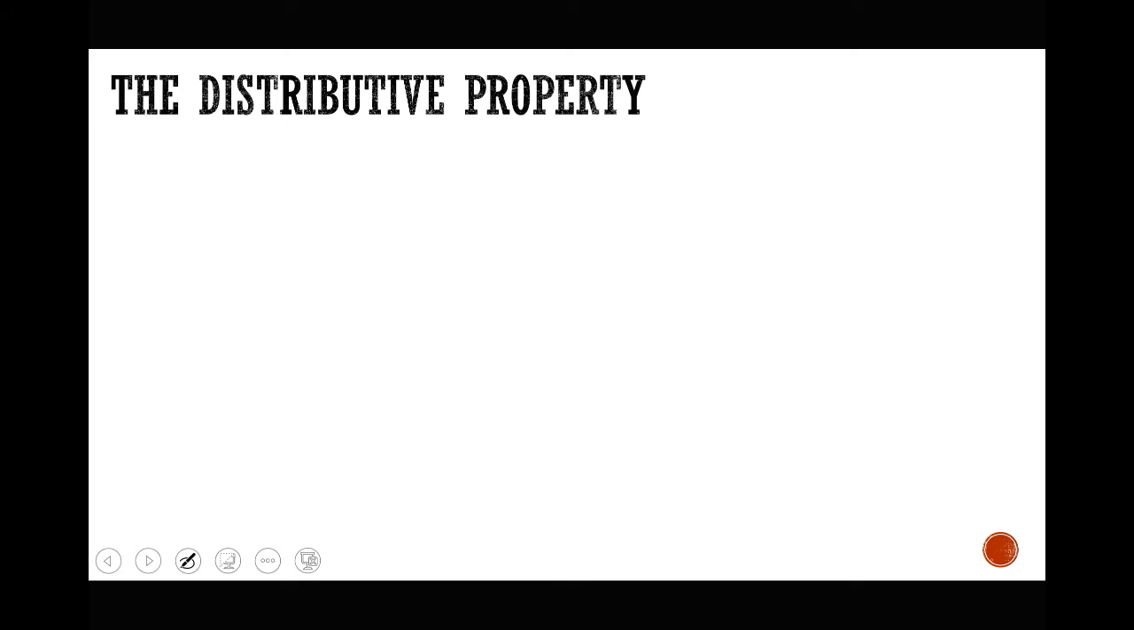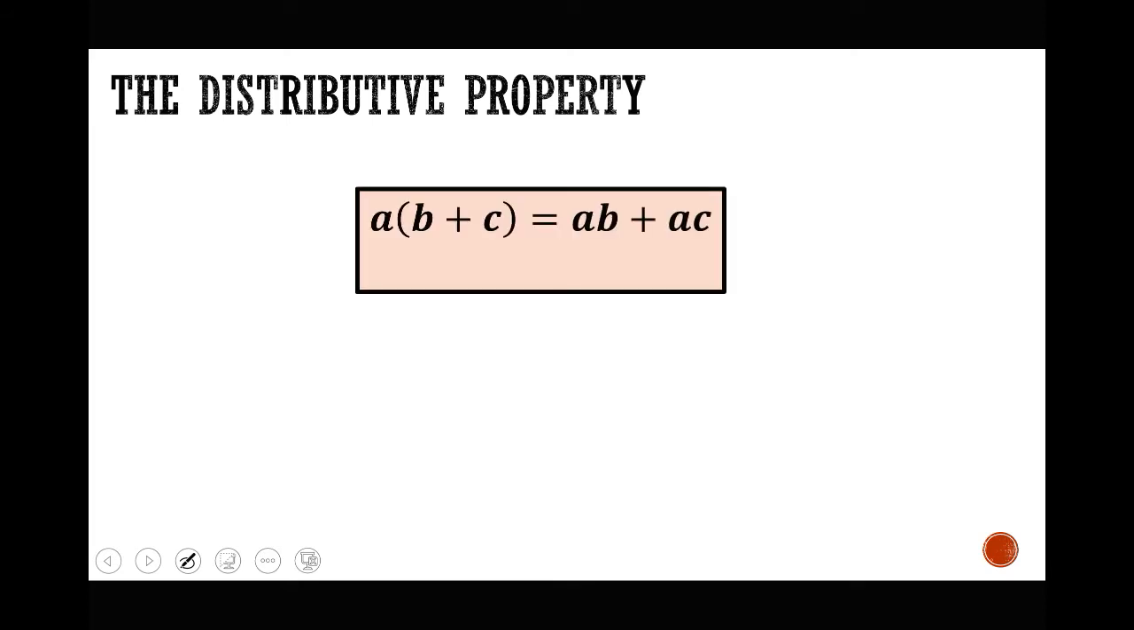The distributive property in its generic form looks like this. A times the quantity of B plus C equals A times B plus A times C. So all that means is that we are taking whatever number or variable is in front of the parentheses, in this case A, and we are going to multiply that A times everything inside that parenthesis. And then we can keep that same operation. So if it's a plus sign there, it should be a plus sign here, as long as we don't have any tricky negatives, and we'll talk about that in a little bit.